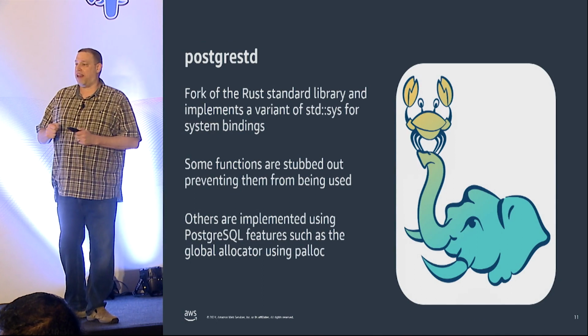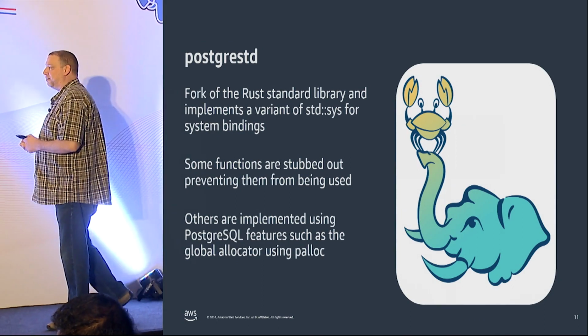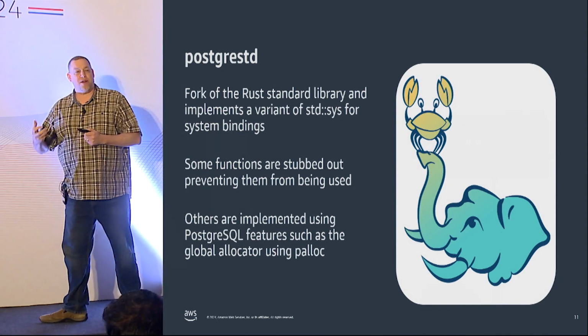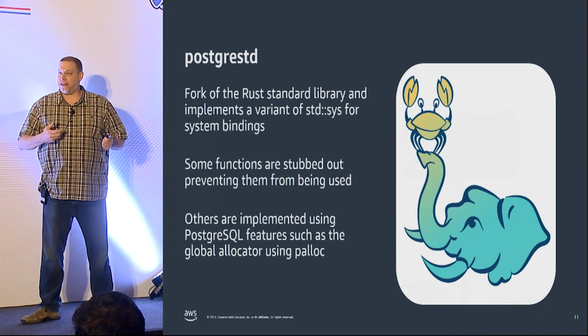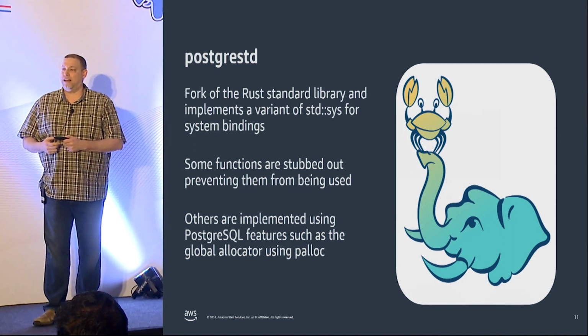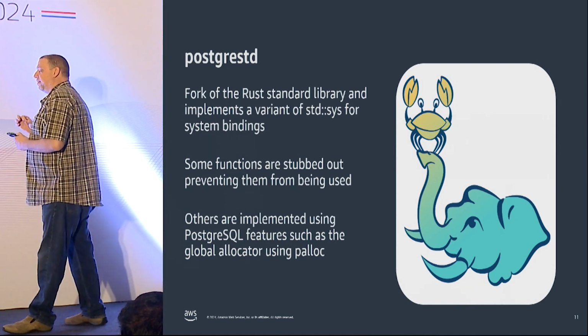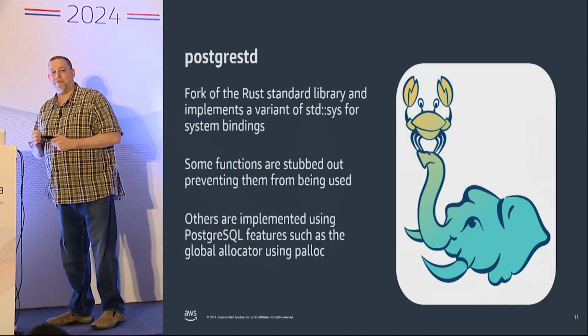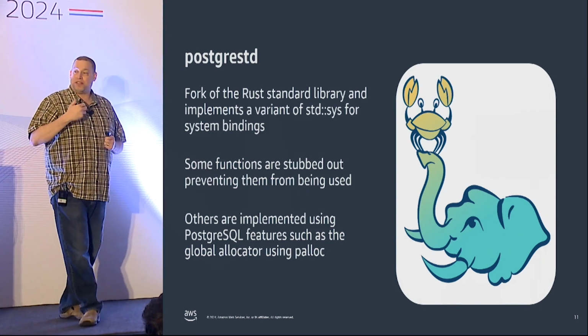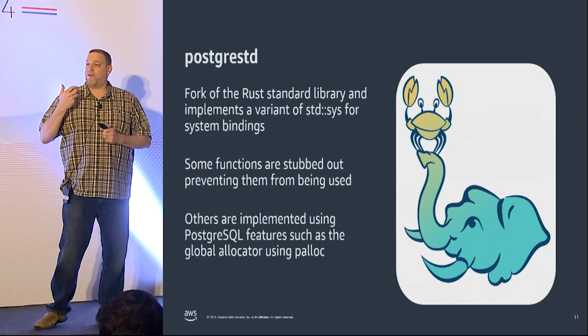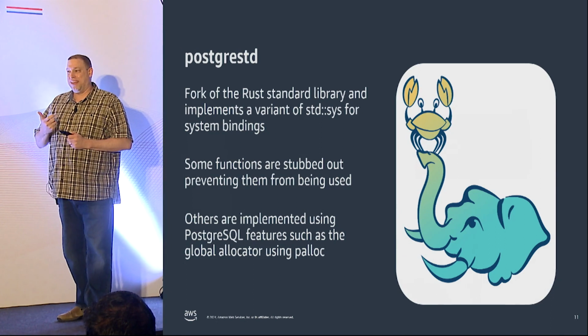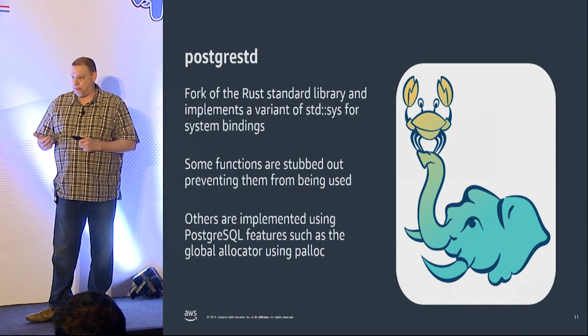PostgresSTD is a standard library for PL Rust. So how Rust works, it has a standard library based on your operating system, whether it's Linux x86 or Windows or ARM. There's a specialized standard library just for Postgres. So it's like you're building your Rust code for the Postgres operating system, not necessarily Linux or ARM.